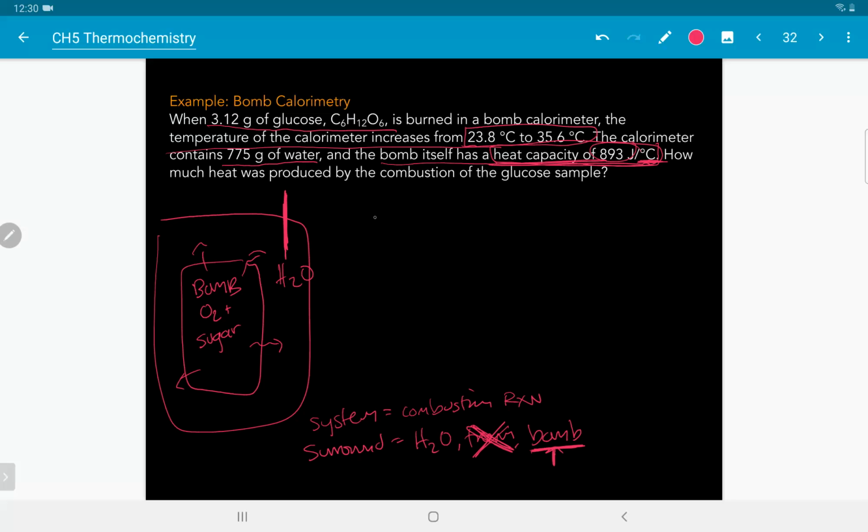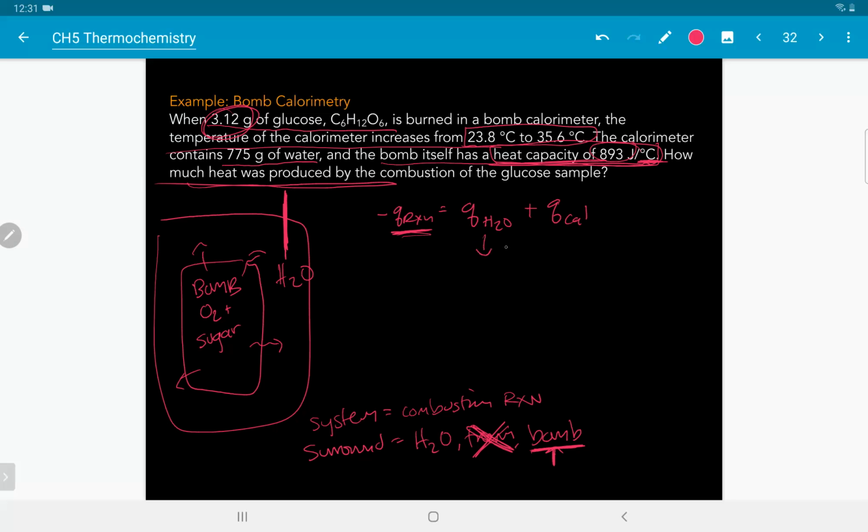So before, when we were just saying that negative Q of reaction is equal to Q of water, now we have to add plus the heat from the calorimeter, so Q cal. The Q of water was still all the same specific heat capacity stuff. What are we trying to solve for here? How much heat was produced from the combustion reaction? So we are just solving for Q, for heat. They gave us grams up here, but guess what? We don't need it. But that's why I was wondering what we were solving for.